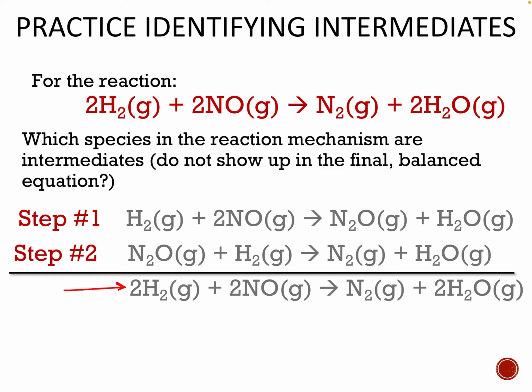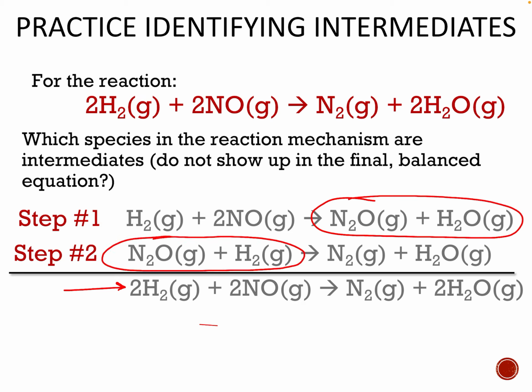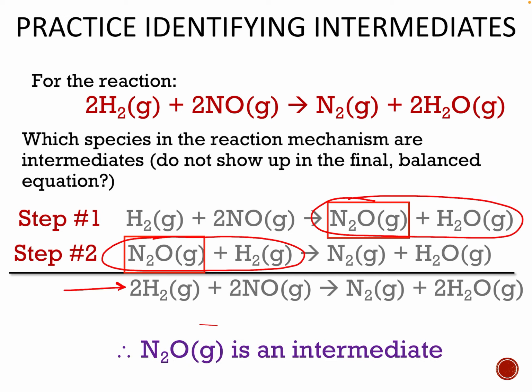Okay, so again, we're looking for what's going to get canceled out, what gets produced in the first step but gets used up in the second step. So if we're looking at what gets produced in the first step, those are these, right? Okay, those are our products for the first step and then our reactants for the second step. So we're looking for something to match. So if you'll notice, dinitrogen monoxide ends up in both of those places.